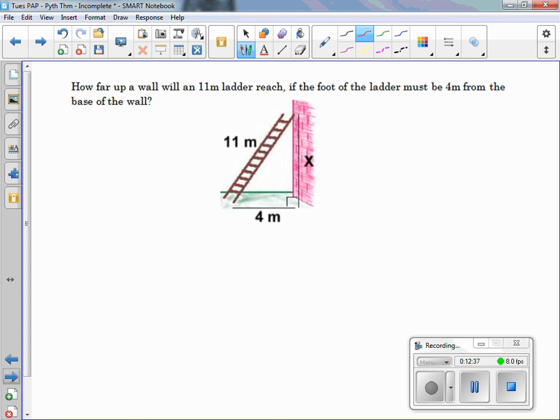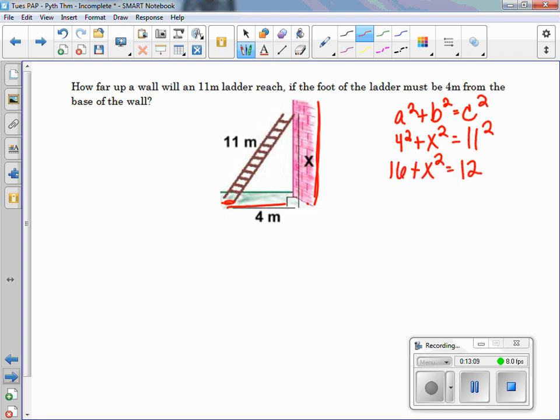How far up a wall will an 11-meter ladder reach if the foot of the ladder must be 4 meters from the base of the wall? So here's my wall. My ladder is reaching up the wall, and it's an 11-meter. And the base of that ladder, I want 4 meters from the wall. So here's my picture. I'm going to do a squared plus b squared equals c squared. 4 squared, I don't know the other leg, and my hypotenuse is 11 squared. So it's 16 plus x squared equals 121.